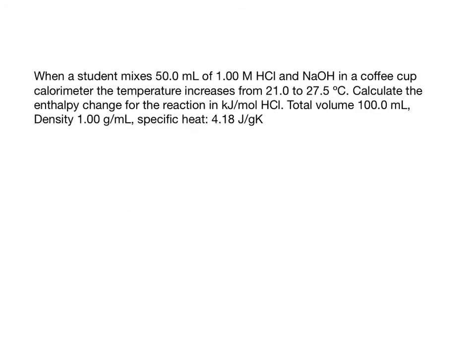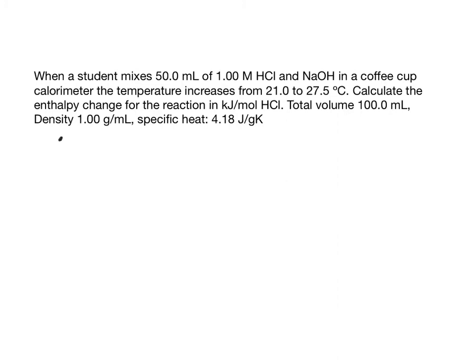So in this example, a student mixes 50 mL of 1.0 molar HCl and 50 mL of 1.0 molar NaOH in a coffee cup calorimeter. The temperature increases from 21 to 27.5 degrees Celsius. Calculate the enthalpy change for the reaction in kilojoules per mole HCl. Based on this, our total volume is 100 mL. The density is 1 gram per mL, and the specific heat is 4.184 joules per gram Kelvin.